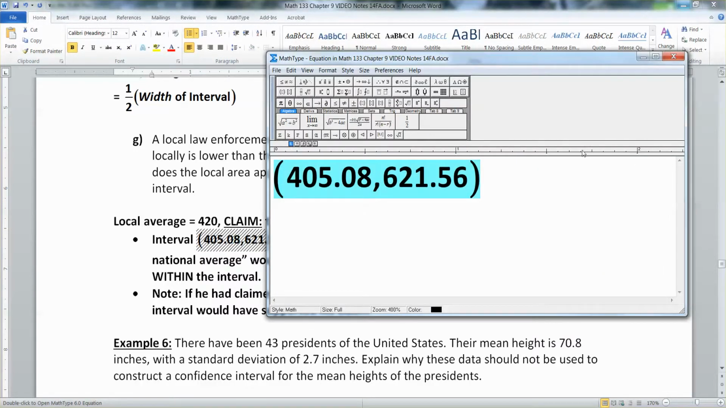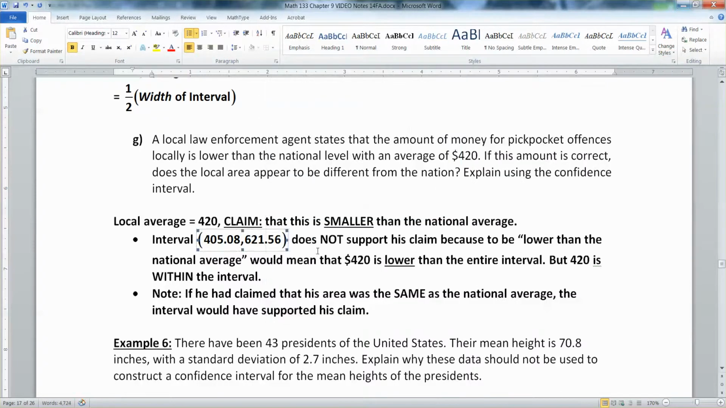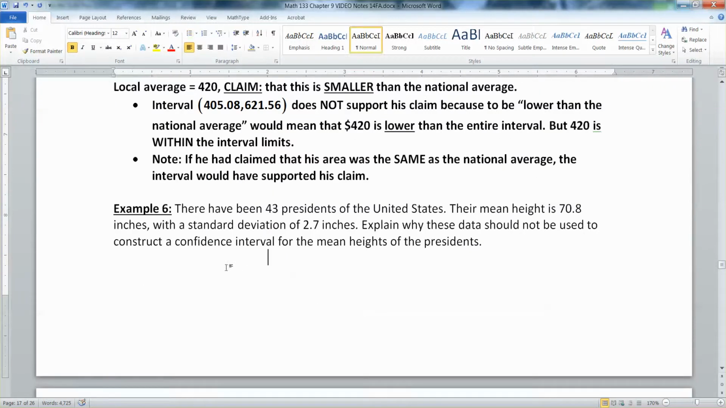At least I'm 95% confident of that. And 420 is right in there. So he's not lower than the national average. The national average scoops down below 420. 420 is within the interval limits. Now, if he had claimed that his area was the same as the national average, then the interval would have supported that because 420 is within that interval, right? It's all based on what they say and what they claim. Obviously, this is setting you up for chapter 10.